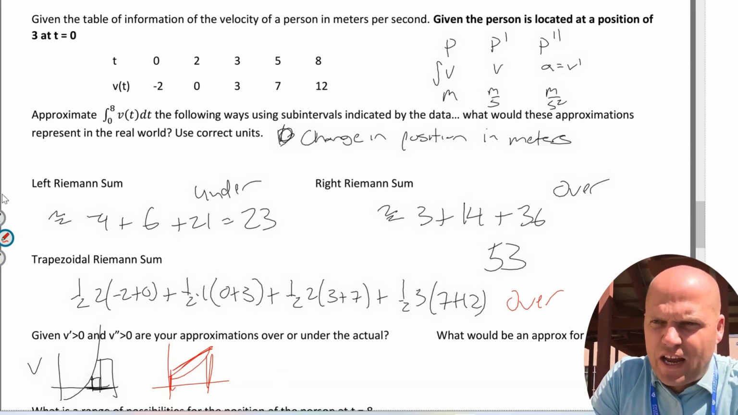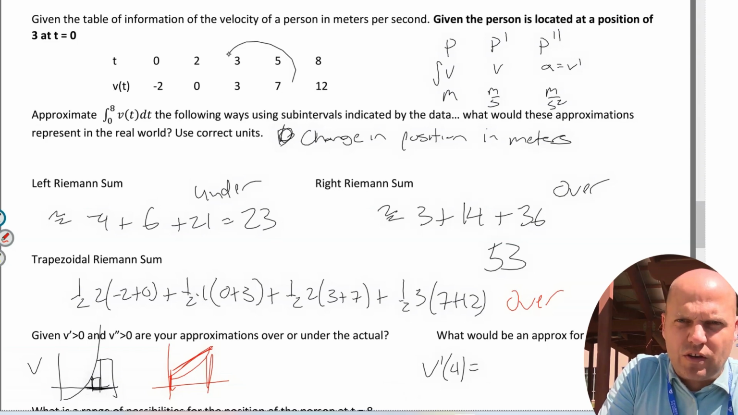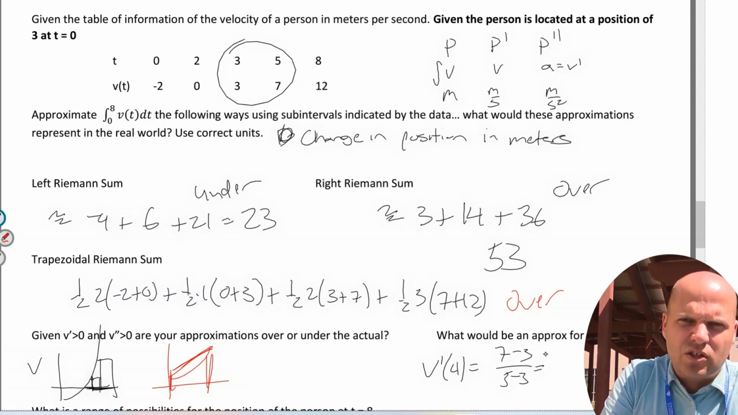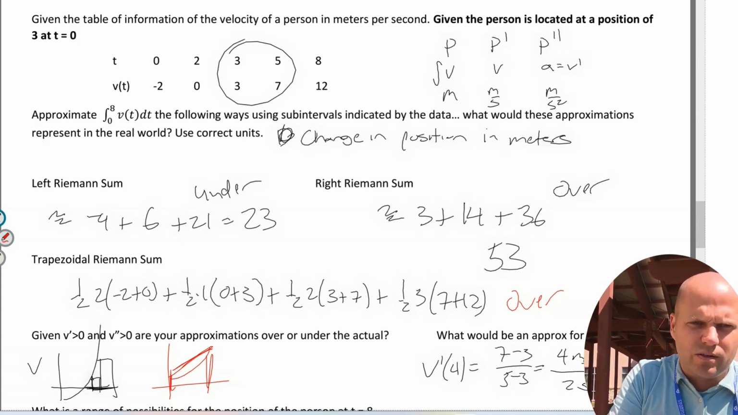What's an approximation for A of 4? It's the same as V prime of 4. I'm going to use the slope of V between 3 and 5. I have 7 minus 3 over 5 minus 3. So that is an increase of 4 meters per second over the course of 2 seconds. So that's 2 meters per second squared.